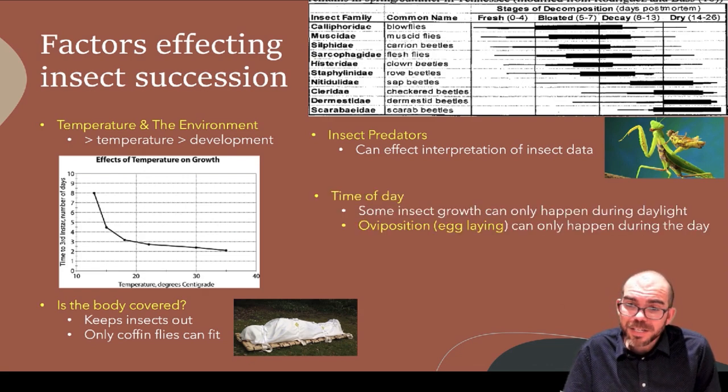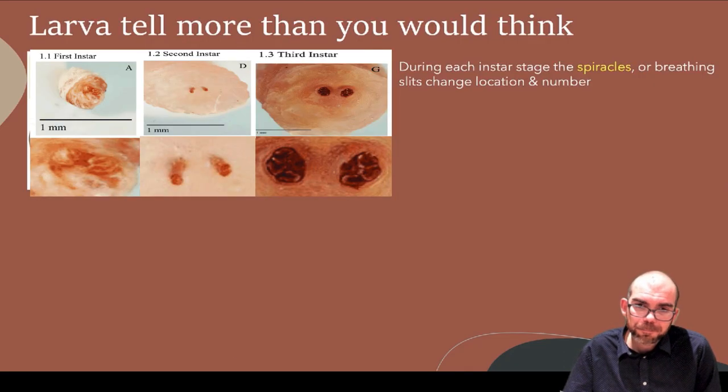And the time of day is crucial. A lot of insects will only grow in the presence of daylight. And in terms of their reproduction, their oviposition or their egg-laying behavior, for a lot of them only happens during the day. They won't lay eggs at night. So that can make you estimate a body to be a little younger or older than it actually is, based on if it was placed during the day or at night.